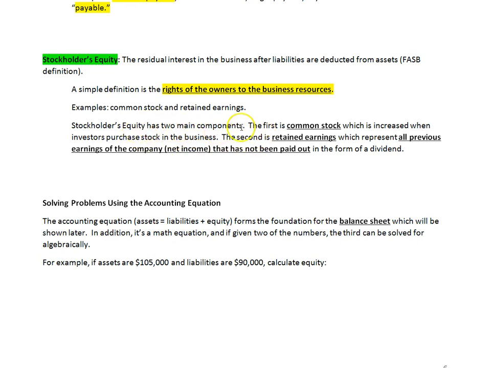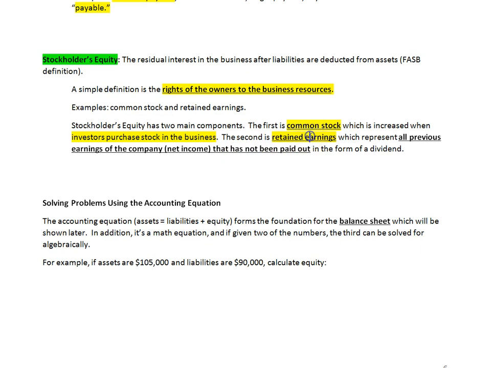Alright, stockholders' equity has two major components. The first is common stock. So under stockholders' equity, there are two types: common stock and retained earnings. Common stock, whenever we set up the corporation, we sell common stock to the public, that's what will increase this account. So this is externally generated. This is when investors are purchasing stock or purchasing ownership in the business.